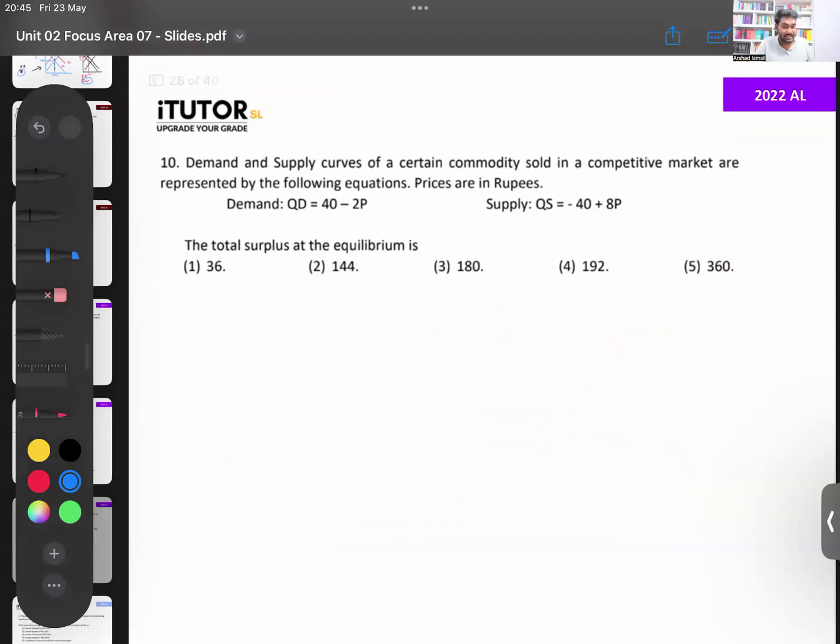Then the next one. Demand and supply equations are given. They're asking you for the total surplus at equilibrium. Total surplus can be economic surplus. So can you quickly give me the numbers? I'm not going to do the numbers for you. How much is the equilibrium price and quantity in this question? Equate the demand and supply equation and get me the equilibrium price.